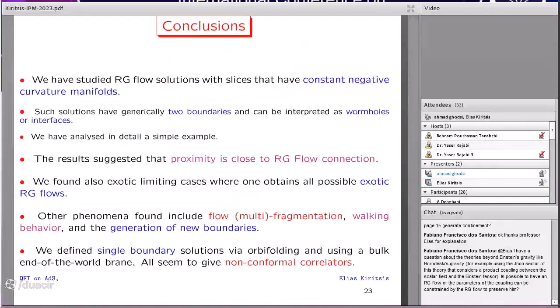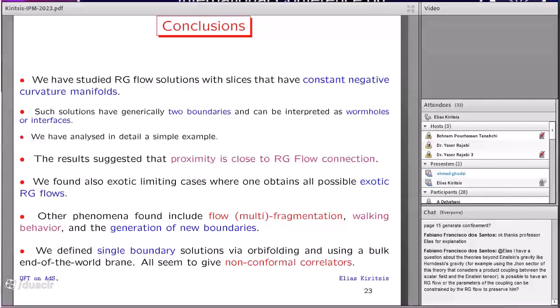So let me quickly conclude. We have studied RG flow solutions with slices that have constant negative curvature manifolds. Such solutions have generically two boundaries and can be interpreted as wormholes or interfaces. We have analyzed in detail the simple example. The results suggest that proximity is very close to RG flow connection in terms of interfaces. We have found also exotic limiting cases where one obtains all possible exotic RG flows.